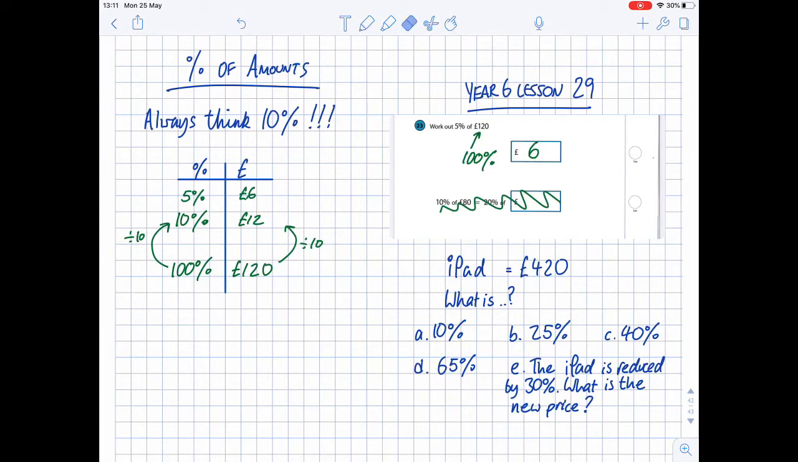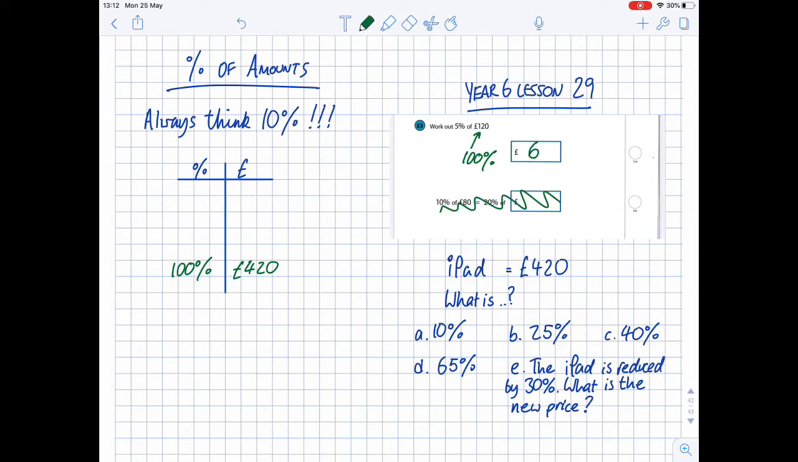So for your question, I've given you the price of an iPad, which is £420. So I'll be super duper kind and I'll leave that here. I'm asking you to work out 10%, 25%, 40%, 65%, and then there's a little word problem at the end as well. So this is a challenging question. So take your time and be confident because you've got the skills, you just need to apply them. So pause the screen now, press play when you're ready to go through the answers.